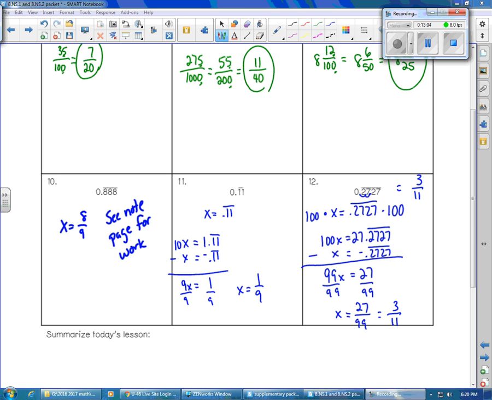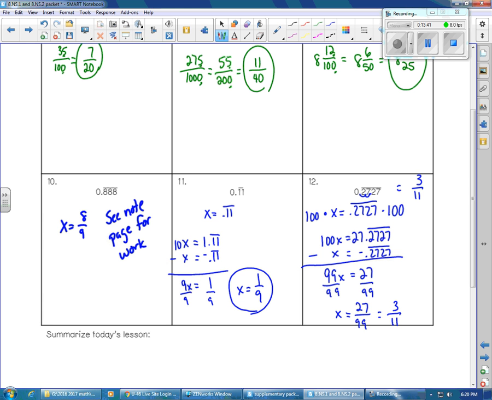Okay, so how did it go? I set x equal to 0.11 repeating. Then I multiplied both sides of my equal sign by 10. So I got 10x equals 1.11 repeating. Then I subtracted x, but since x equaled 0.11 repeating, I could subtract x from the left side and subtract 0.11 repeating from the right side. And I'm left with 9x equals 1. So divide both sides by 9 and I get x equals 1/9. Hopefully this is making sense to you.